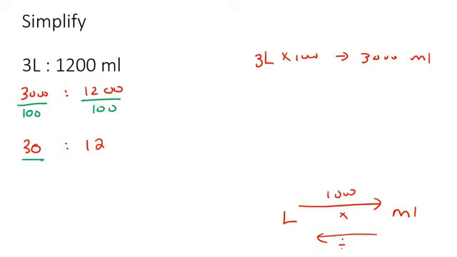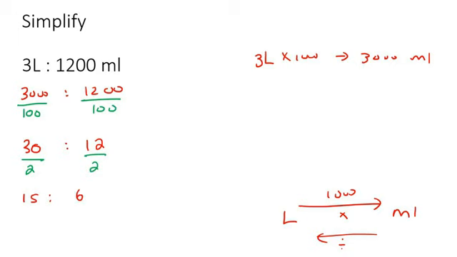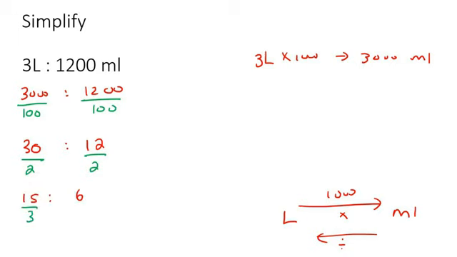Now, the number 2 can go into both of these. And you might choose a different number. But that'll give us 15 over here. 15 and 6. Oh, we can go further. The number 3 can go into both of those. And so we should eventually all end up with the same answer of 5 and 2.